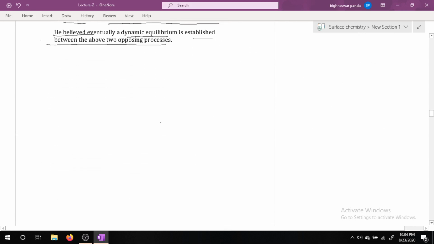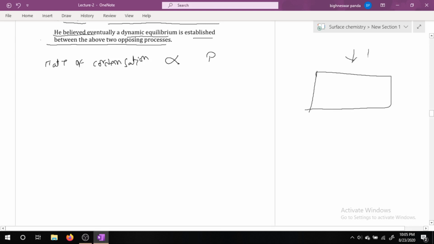Since adsorption is a physical process and is equilibrium in nature, what he considered is that the rate of condensation is directly proportional to pressure. That means if I increase the pressure, the rate of adsorption also increases. Rate of condensation is nothing but rate of adsorption. If I increase the pressure, the rate of condensation also increases. Consider this is the surface. If I increase the pressure, the gas molecules are easily adsorbed on the solid surface.